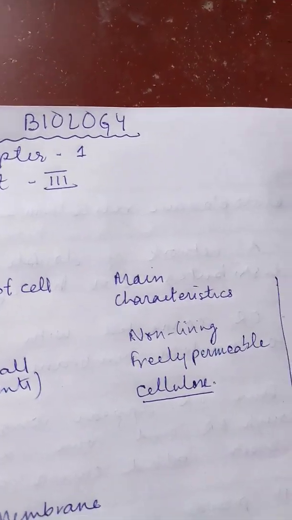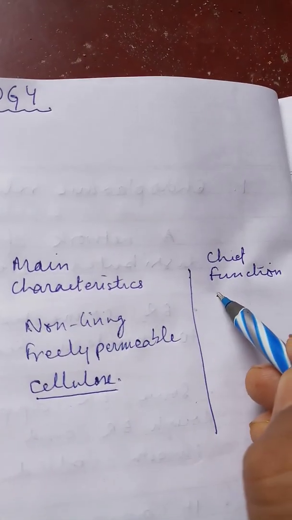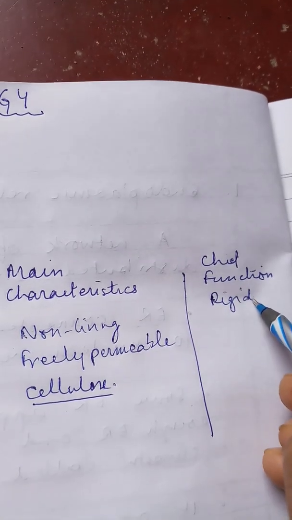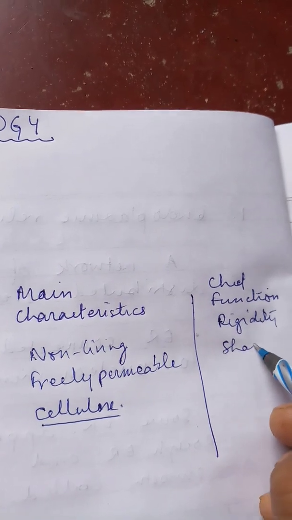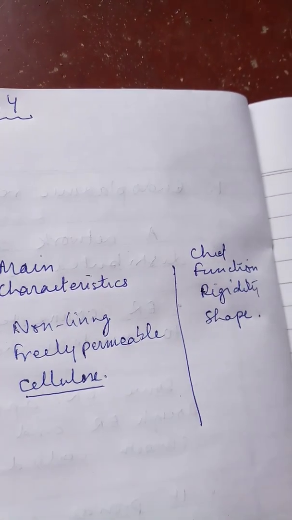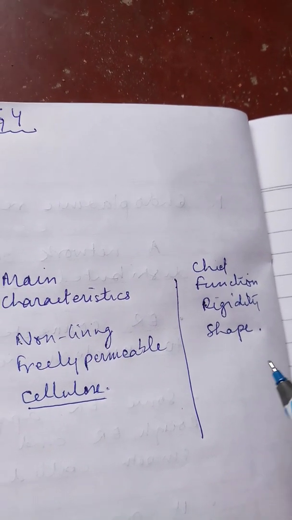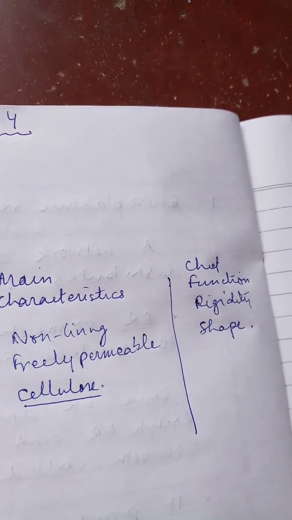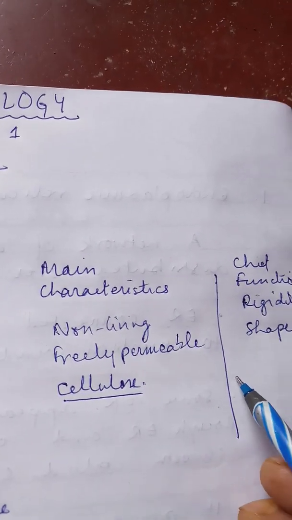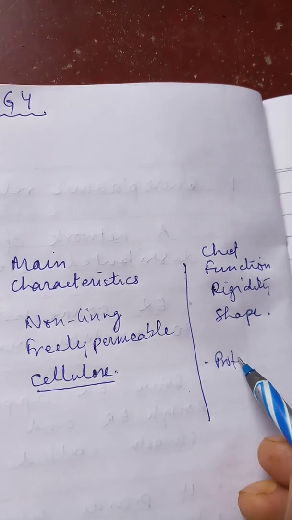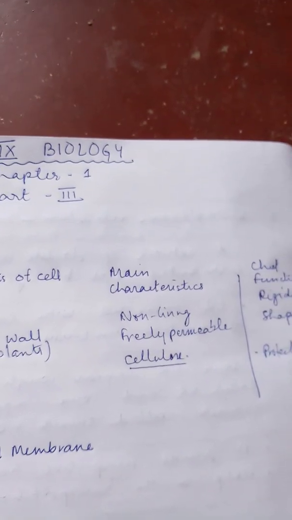So about the function, first of all, the cell wall gives rigidity and shape to the plant cell. Second, it allows substances in solution to enter and leave the cell without any hindrance, means any substance can pass through the cell wall. And third, it provides protection. So this is about the cell wall.